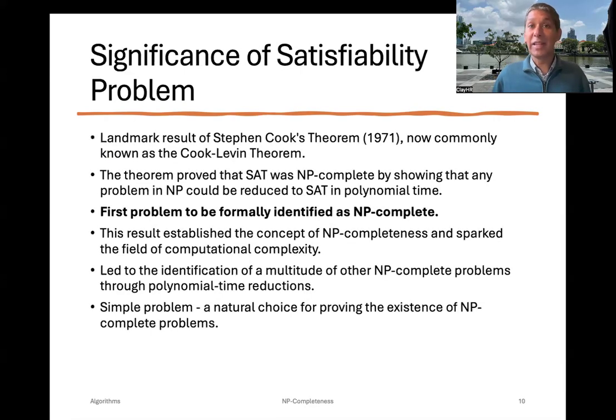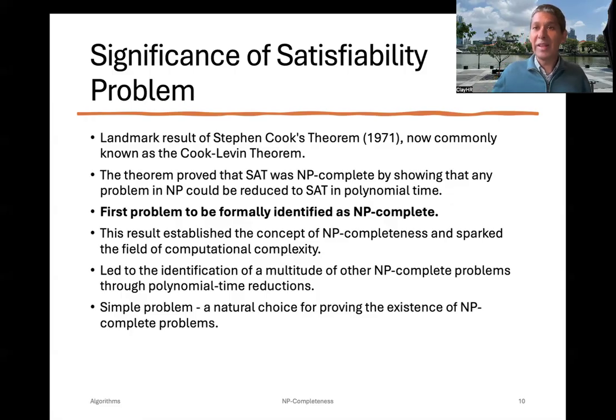So what's the significance of the satisfiability problem? It's actually a very landmark problem. It's a landmark result of Cook's theorem, which is now commonly referred to as the Cook-Levin theorem. And it was the first problem identified as NP-complete by virtue of Cook's theorem. Cook's theorem shows that SAT is NP-complete because every problem in NP, essentially every problem that can be solved by a non-deterministic Turing machine, can be transformed into an instance of the satisfiability problem.